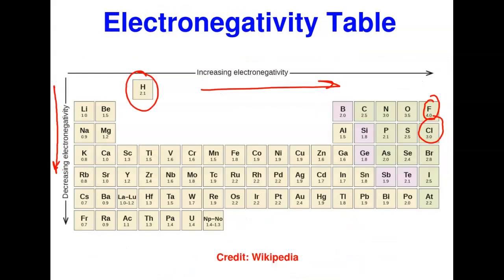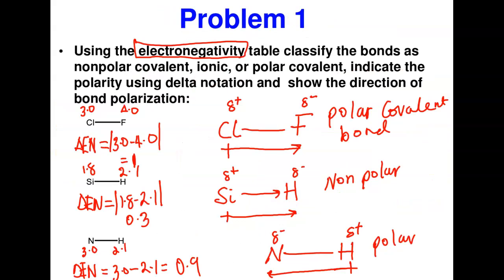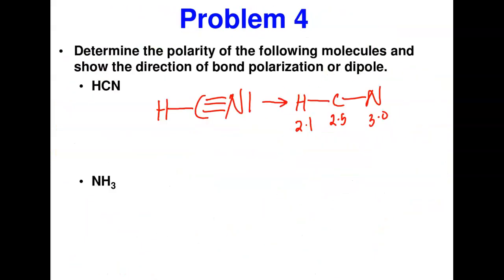Nitrogen is 3.0, hydrogen is 2.1, and carbon is about 2.5. Yes, so I was correct in all of them. You don't need to memorize those.